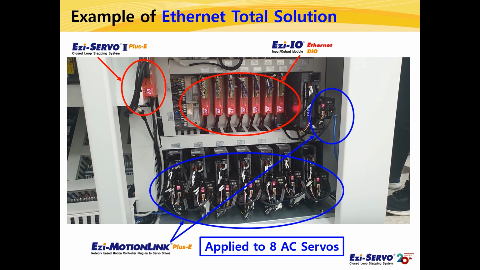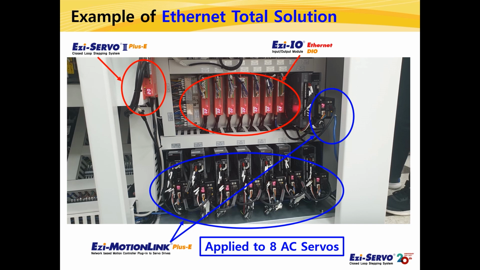Ezi-MOTIONLINKs are connected by daisy chain using Ethernet ports, and they are also connected with Ezi-SERVO 2+E and Ezi-IO Ethernet DIO of FASTECH by daisy chain through Ethernet communication. With simple wiring, Ezi-SERVO and Ezi-SERVO can be driven by one Ethernet network at the same time. At this machine, I/O module is also connected.